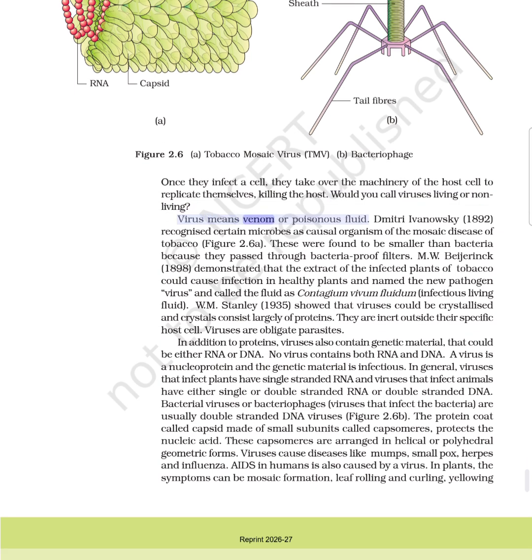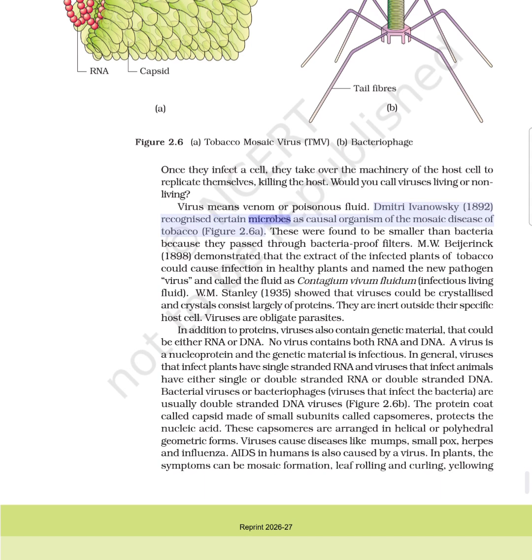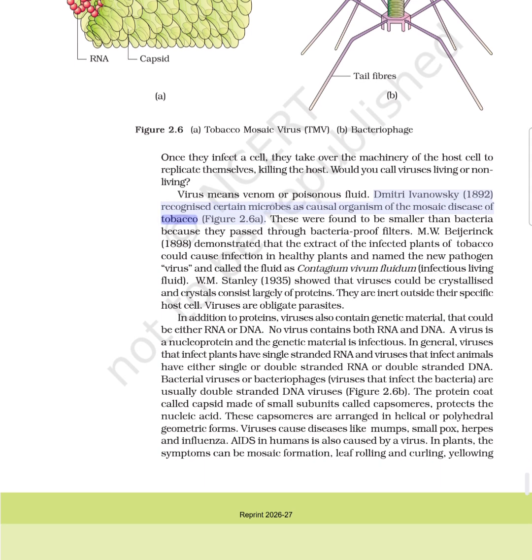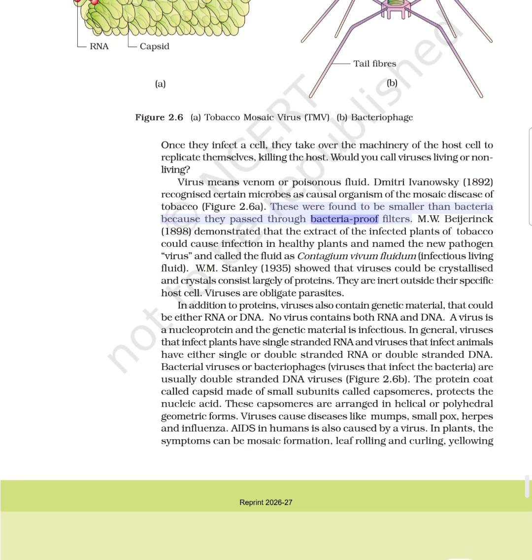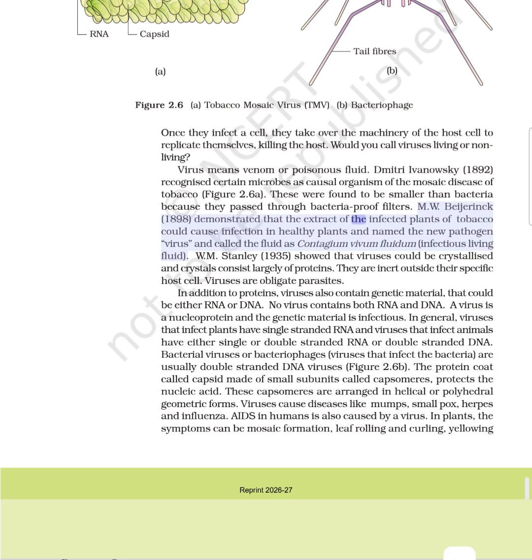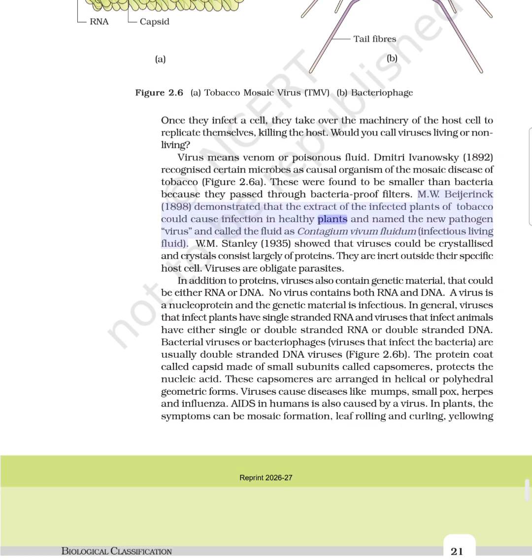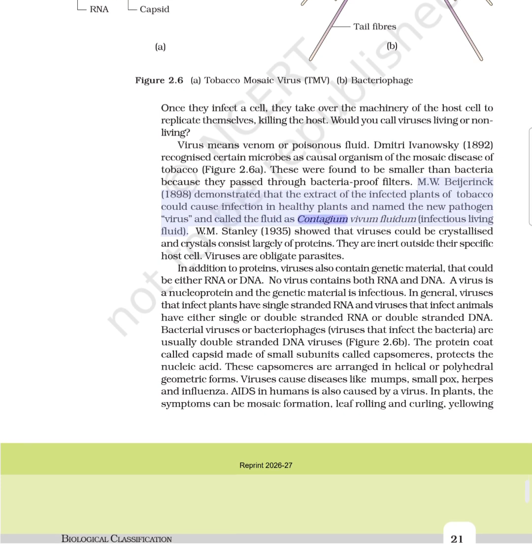Virus means venom or poisonous fluid. Dmitry Ivanovsky recognized certain microbes as causal organism of the mosaic disease of tobacco. These were found to be smaller than bacteria because they passed through bacteria-proof filters. M.W. Beijerinck demonstrated that the extract of the infected plants of tobacco could cause infection in healthy plants and named the new pathogen, virus, and called the fluid Contagium vivum fluidum.